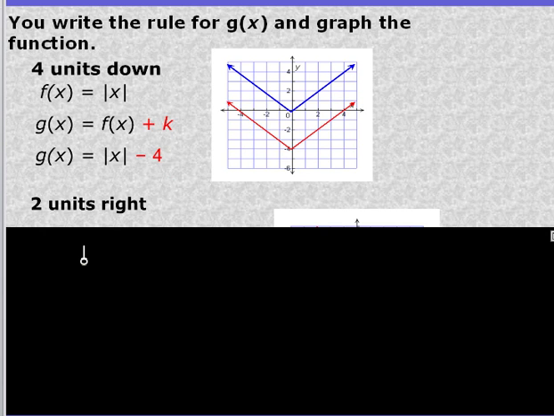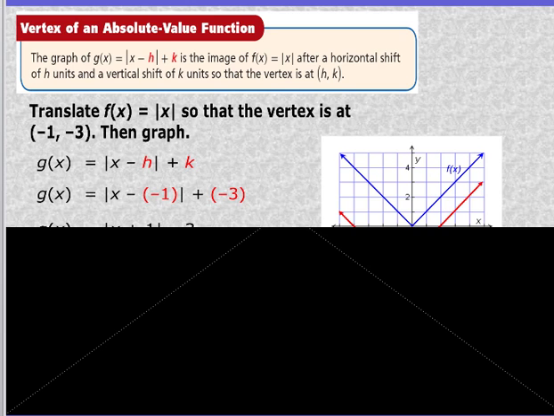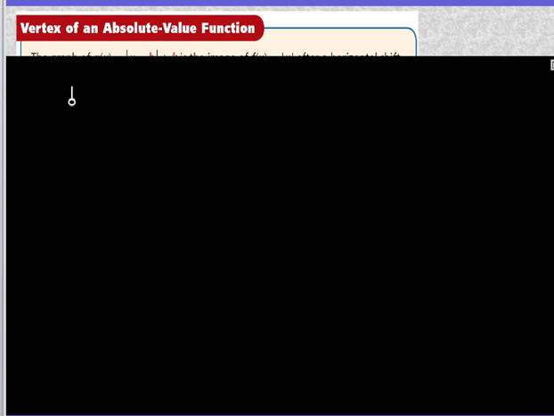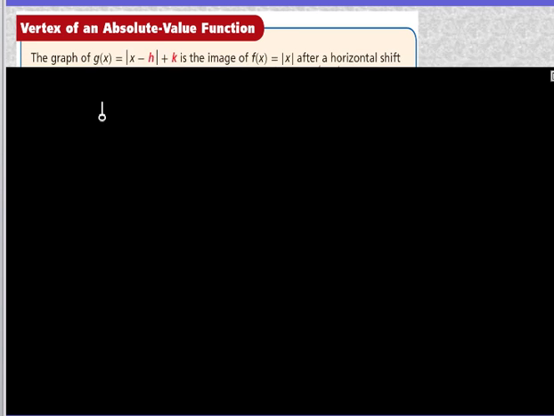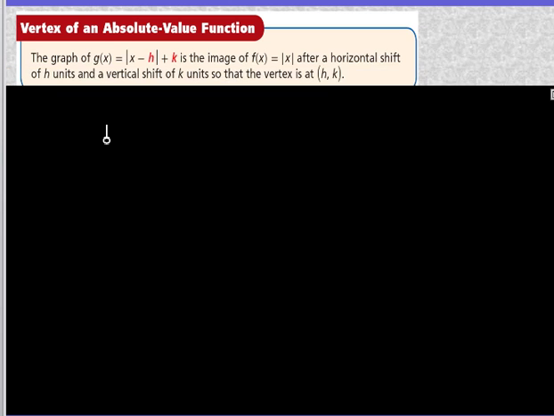Okay, so let's look at a different kind of transformation. We're going to start with the vertex. So it's kind of what I told you just a few minutes ago. Translate your vertex, and that kind of translates your whole graph. Vertex of an absolute value function.